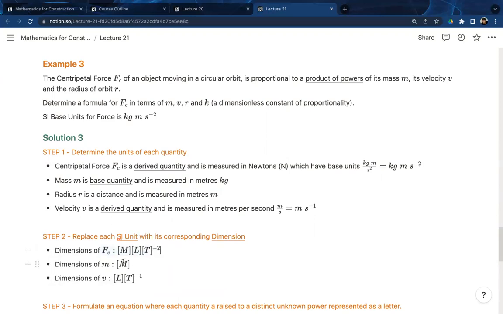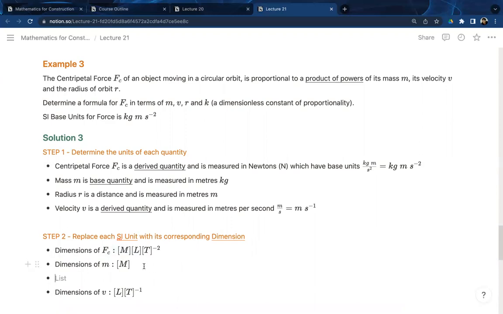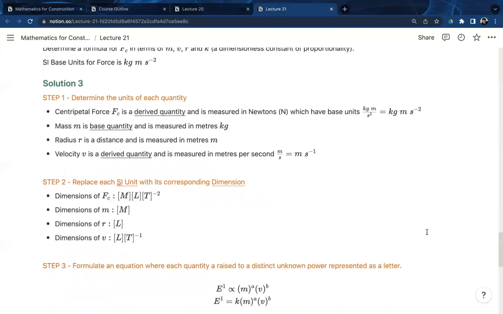The dimension of mass is M, capital M is the dimension, kilogram is a unit. Dimensions of radius: radius is a distance, so that's L. And V is L T to the minus 1. So all this looks good here.